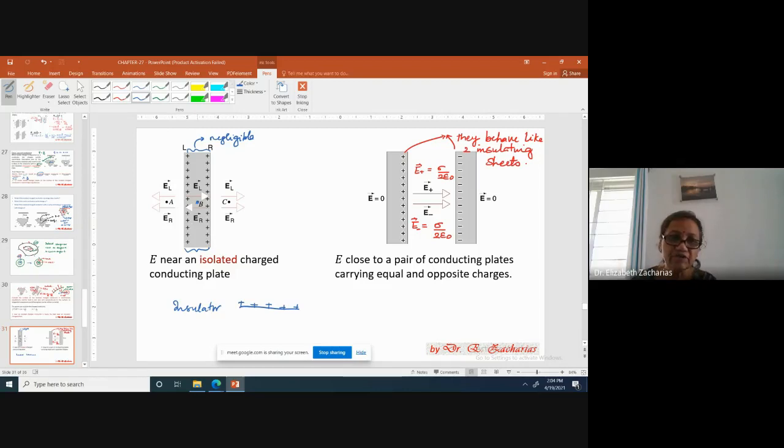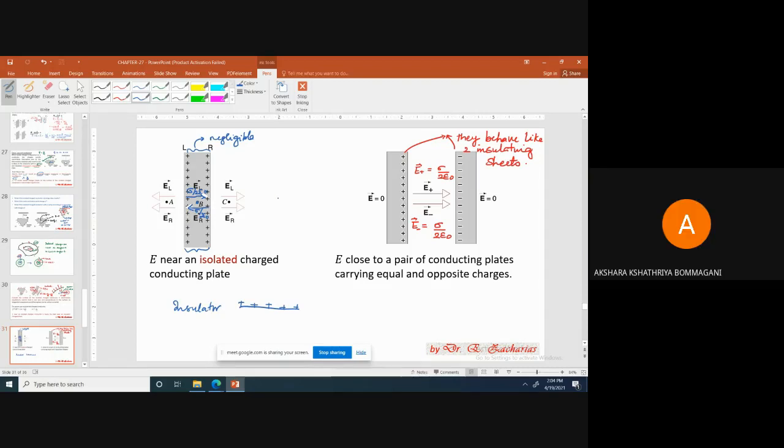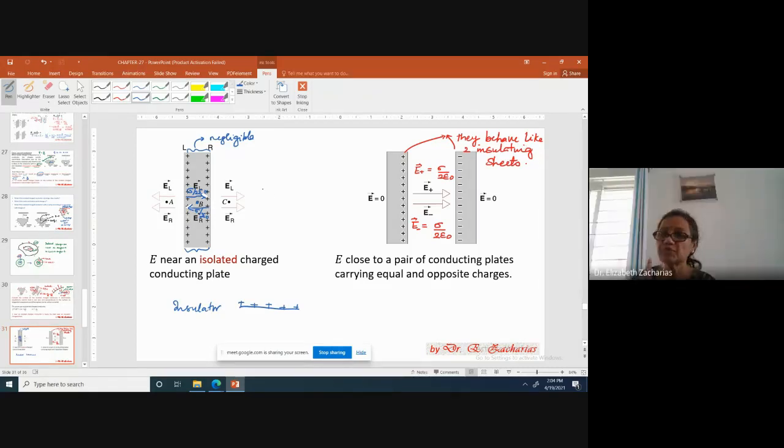So what will be the field at the center? Because of the left, it will be this. Because of the right, it will be this. And both of them will give rise to sigma by 2 epsilon naught. Sigma by 2 epsilon naught. And what will be the sum? 0. So that means electrostatic equilibrium is maintained.